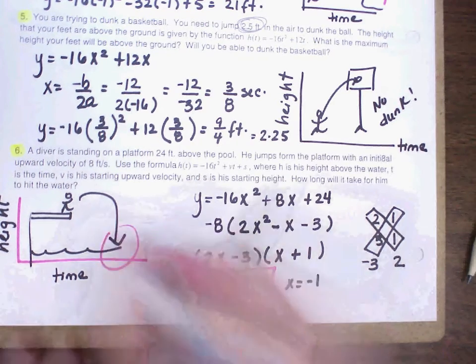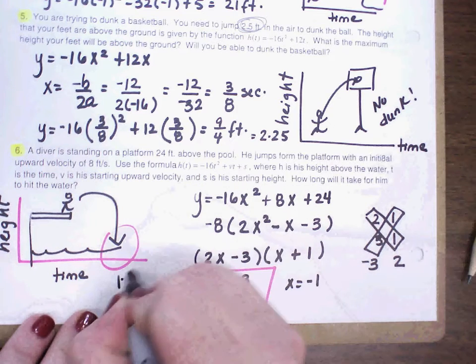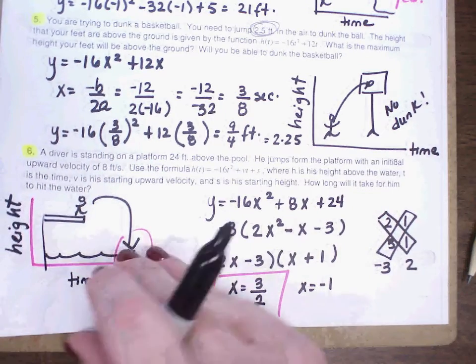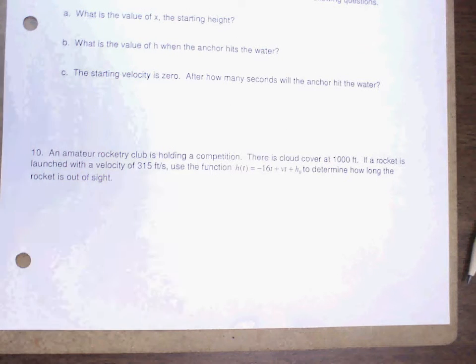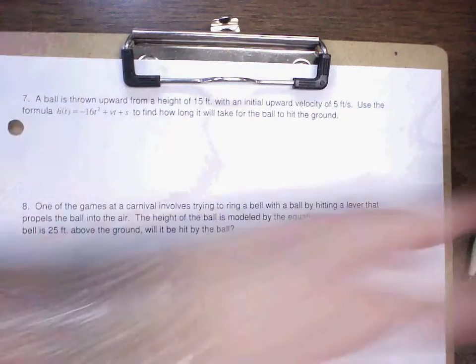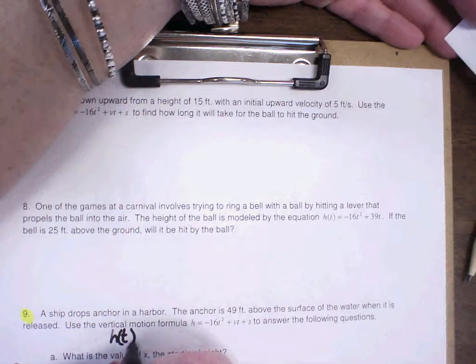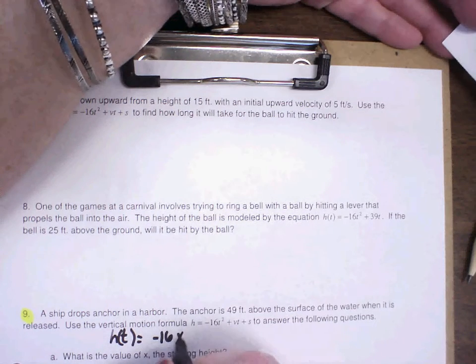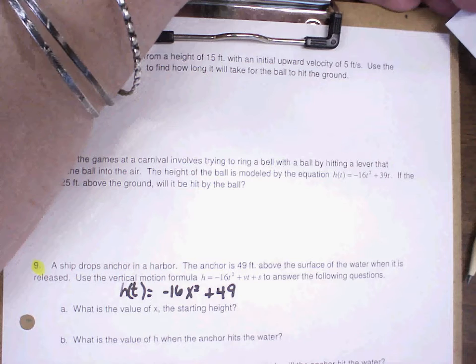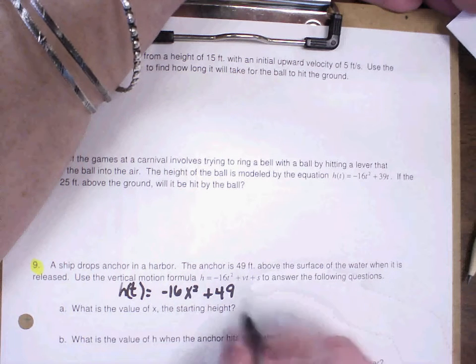I think we started on number 9, but we didn't finish it. Is that correct? How far did we get to? All right, so the formula was h of t equals negative 16 x squared plus 49, because it didn't have any vertical velocity, right? All right, so what is the value of x at the starting height? It will be 0 seconds.